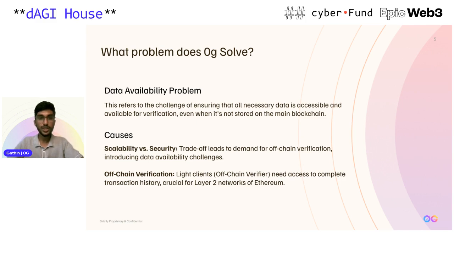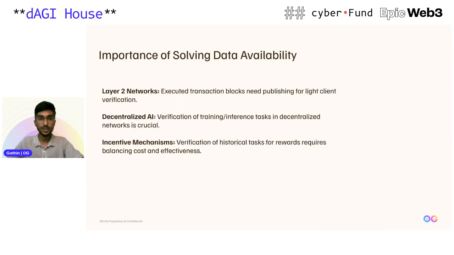For off-chain verification too, this is a big problem for light clients and off-chain verifiers. With the current blockchain consensus, to run a node you need to store all the previous history of the blockchain from the origin to the current block. But light clients, like the layer two off-chain verifiers, have only a certain amount of data and don't need to store the whole past history of the blockchain. So this is the data availability problem, and these are the causes for it.